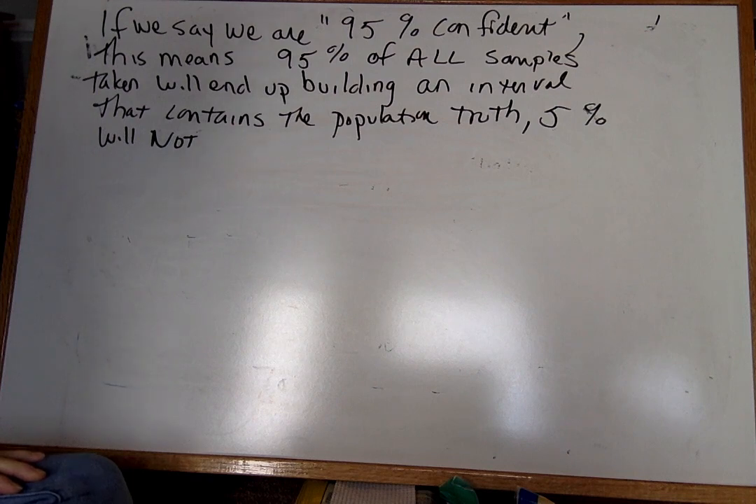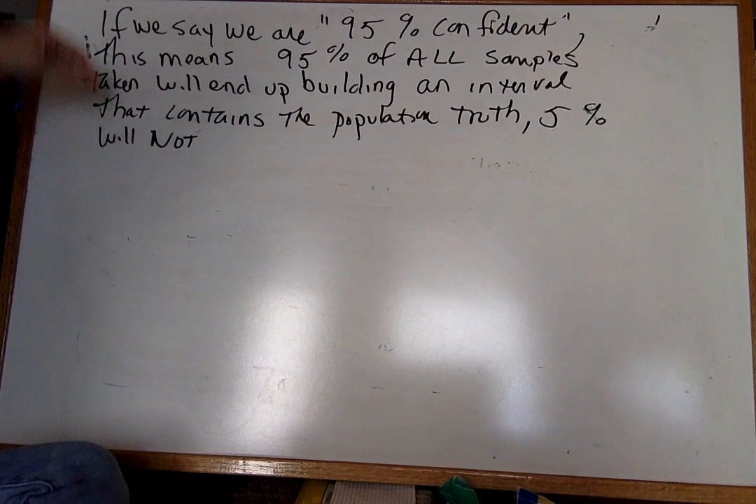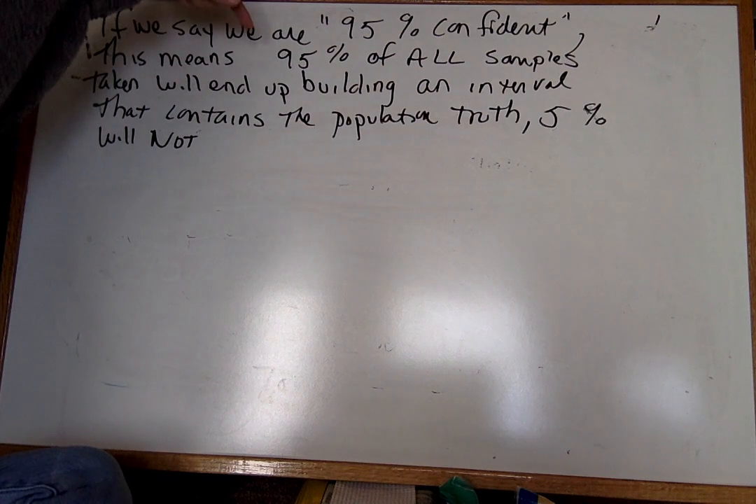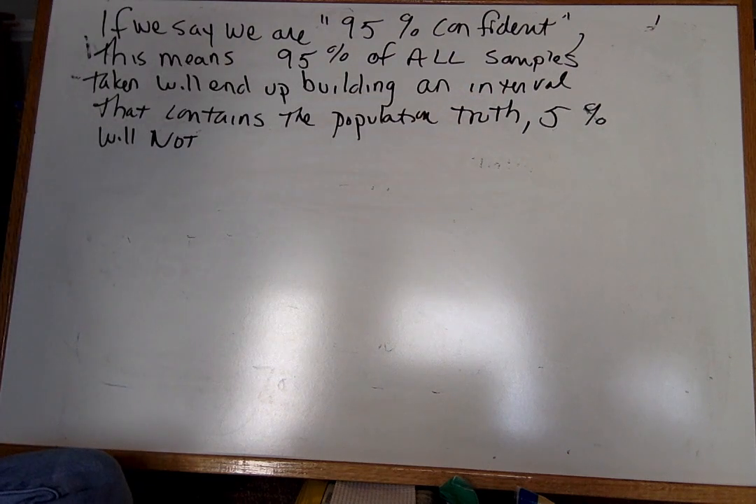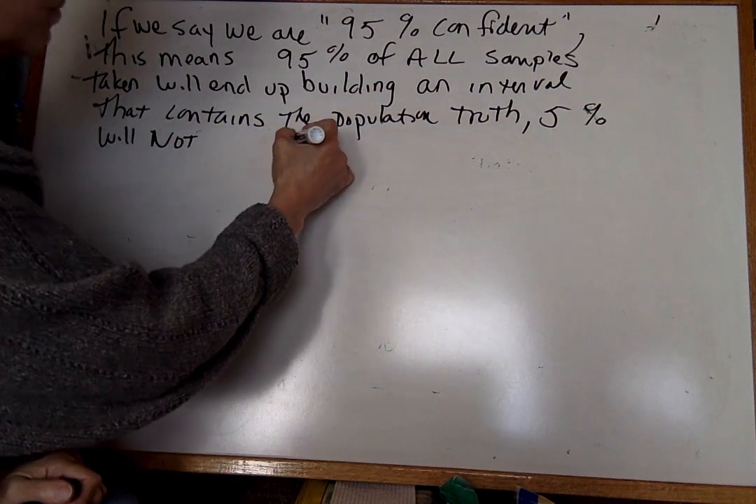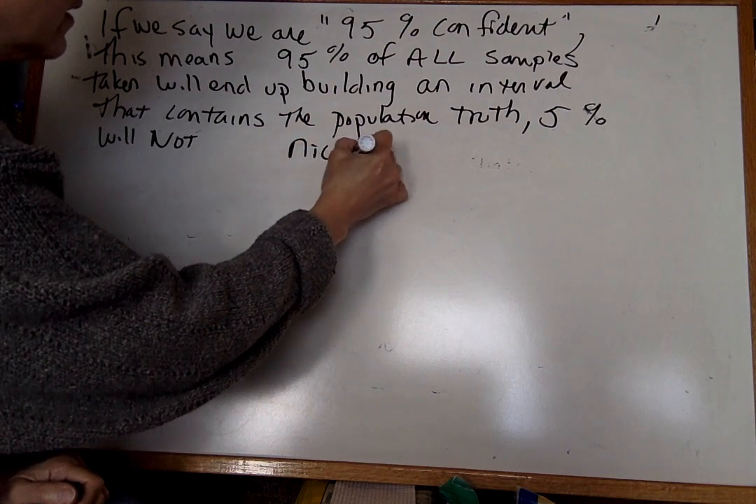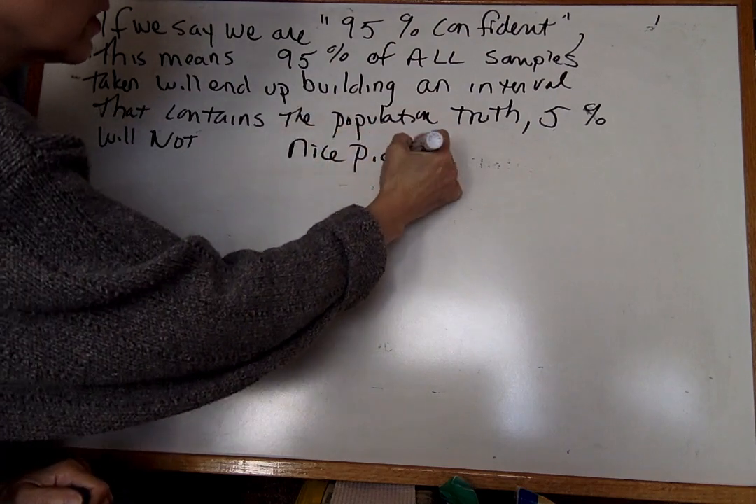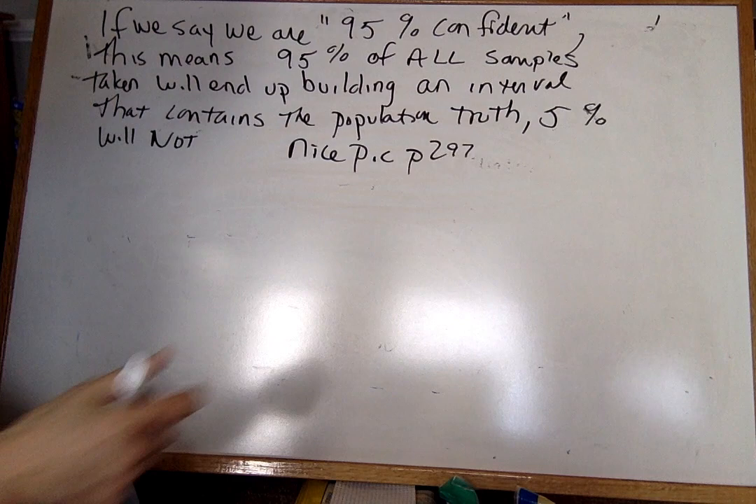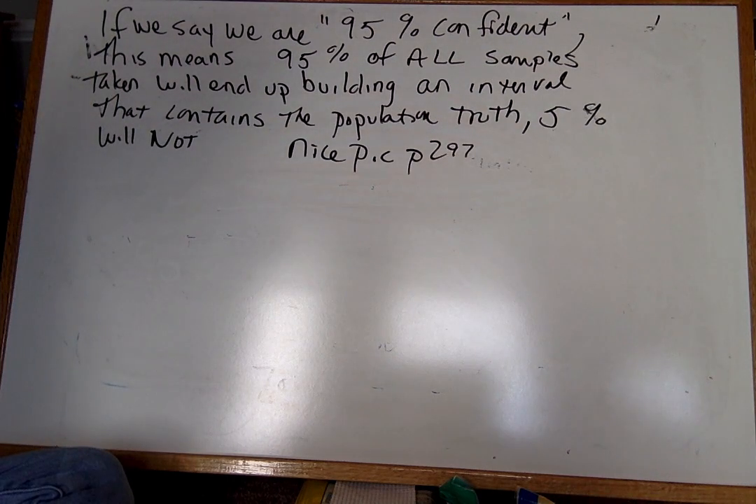5% will not. Now, with that said, when you get a sample, you never know if it's going to be part of the 95% good ones or the 5% bad ones. So that basically means we're going to be wrong 5% of the time. If you are a book person, there is a nice picture of this, I think somewhere around page 297.